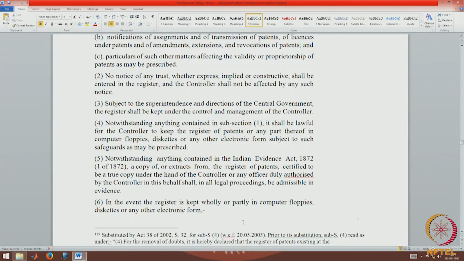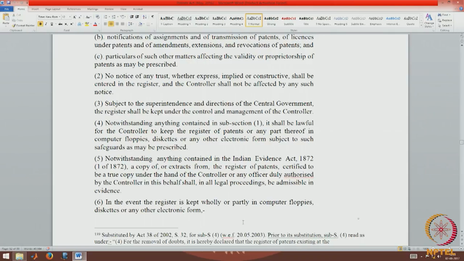5. Notwithstanding anything contained in the Indian Evidence Act 1872, a copy of or extract of the Register of Patents certified to be true copy by the hand of the controller or an officer duly authorized by the controller in all legal proceedings shall be admissible as evidence. Now, if you need to produce any detail with regard to a patent before a court of law, the admissible mode of evidence is to get a copy of the register that is certified by the controller or any officer who the controller has authorized to be a true copy. That will be adduced as evidence.